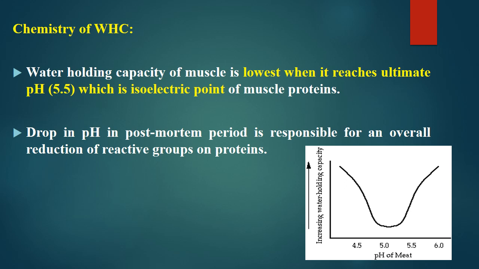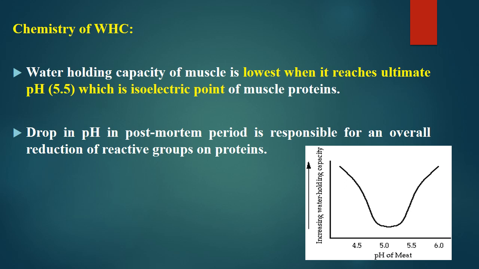So what is the isoelectric point? This is the pH where the net charge is 0. That is the ionization of the groups, the positive ion and the negative ion, the COO minus and NH4 plus. These are the two ionizations that happen in the protein. When they are equal, the net charge is 0, and that happens at a particular pH, which is called the isoelectric pH.